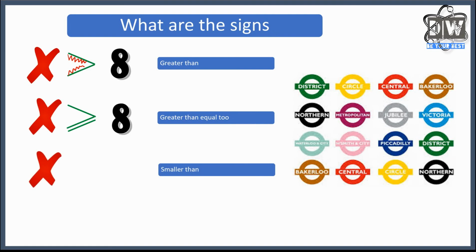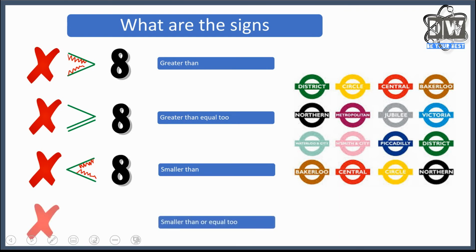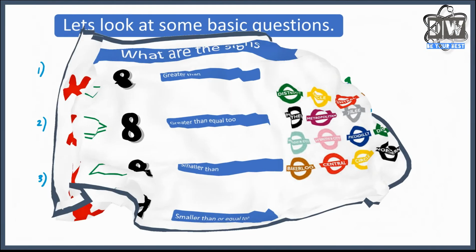The next one is smaller than. X is smaller than. This time, obviously, the crocodile is going to be wanting to eat the bigger item. And guess what number it is? It's number 8 again. All right, last one. Smaller than or equal to. So X is smaller than or equal to 8. So it could be 8, or it could be 7, or 6, or 5, or it could be minus 23, or minus 35.2. As long as it's smaller than 8 or equal to 8, that's what really matters.